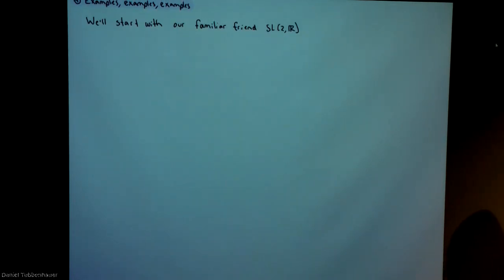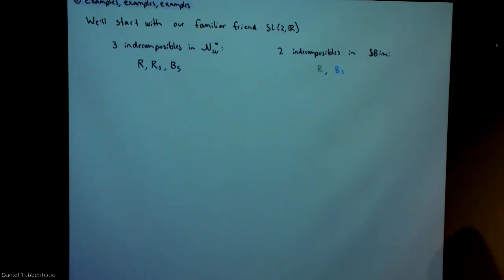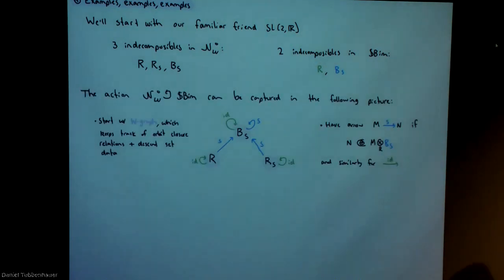So we'll start with our running example so far, SL2. What does this look like? A few slides ago, I showed you that it has 3 indecomposables, which we figured out by direct computation: 2 standard modules and BS. And there are 2 indecomposables in Soergel bimodules. So we can draw the entire action of the category with a picture that looks like this.